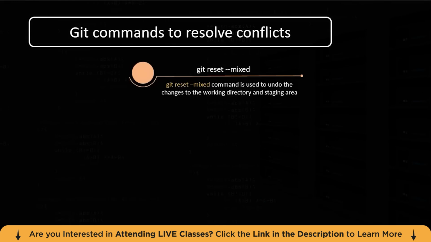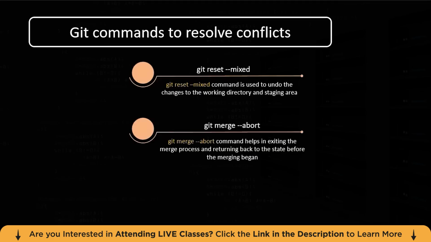Then we have a command called git reset --mixed. Git reset --mixed is a command to undo the changes to the working directory, and whatever changes you have will be undone, both in the working area and the staging area here.